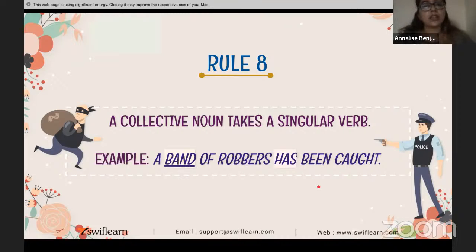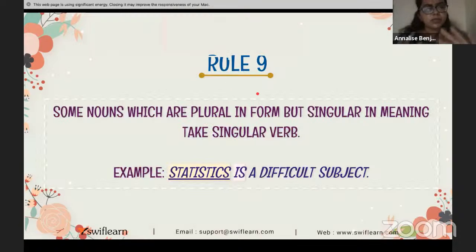Okay. Now, rule number 9. There are some words in the English language which sound plural. The word might have S or ES in it, which makes it sound plural. But actually, the meaning of that word is singular. So whenever we have such words, our verb will also be singular.